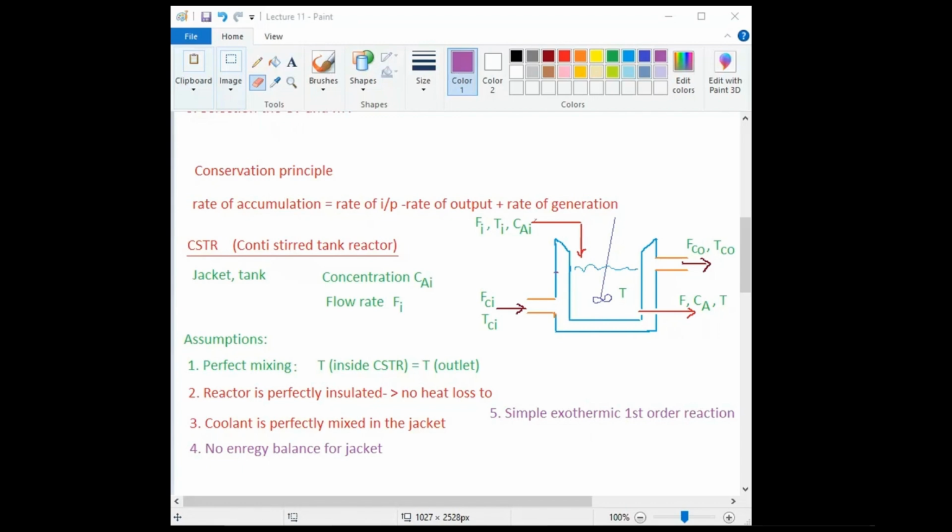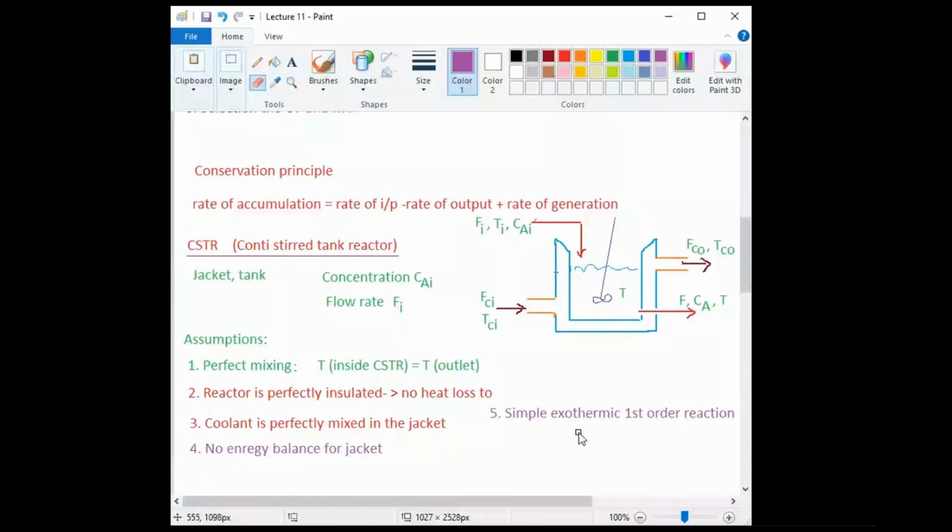Okay, so google it and see. You must have studied in 12th and 10th what is endothermic, what is exothermic. Okay, so look at this, you should tell me. So this is a simple exothermic first order reaction.